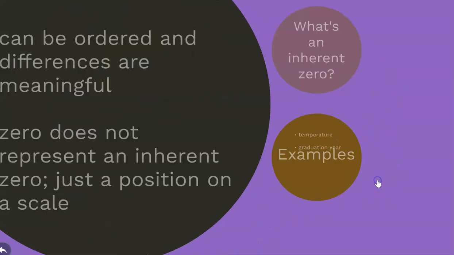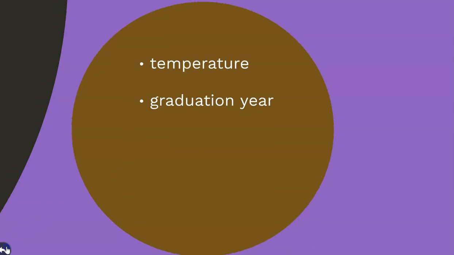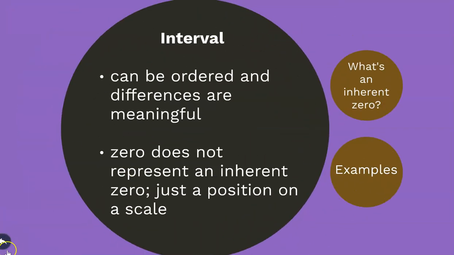So some examples of interval data. We've seen that temperature can be an example of interval data. Year data, a list of years, that's an example of interval data. If we're talking about year 0, that does not mean none. Year 0 does not mean that no time has passed before that, so that would not be an inherent 0. And that is interval data.